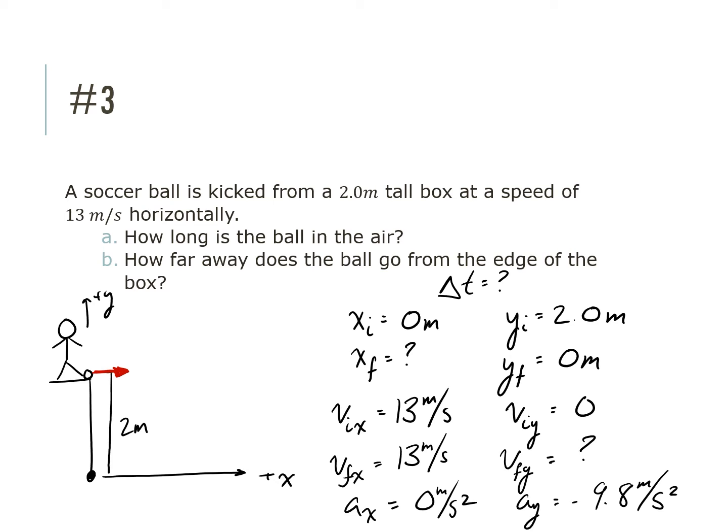So this is personally how I'm going to be setting up my question. It is equally valid to say that your origin is where the soccer ball is starting. If you do that, your final position is going to be negative 2 meters. So just make sure that you are aware of where you are setting your origin and that you are using that throughout the entirety of this particular question.